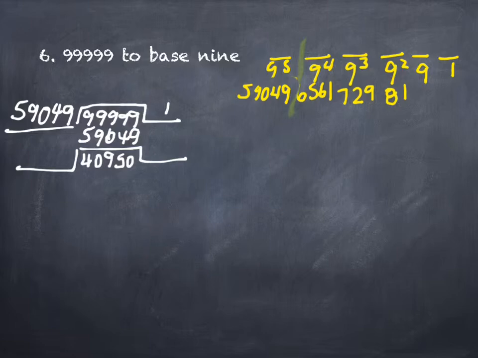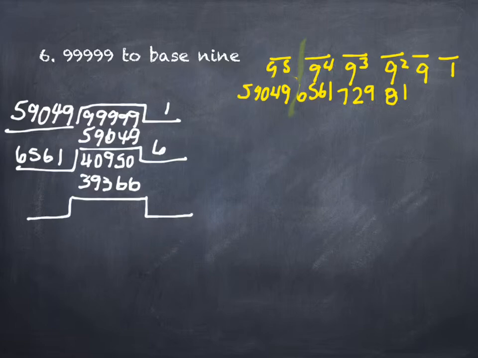6,561. Okay. Okay, 6,561. How many times will 6,561 go into 40,950? 6 times. Okay. And then what is 6 times 6,561? 39,366? Yeah. Okay. All right, so what's 40,950 minus 39,366?